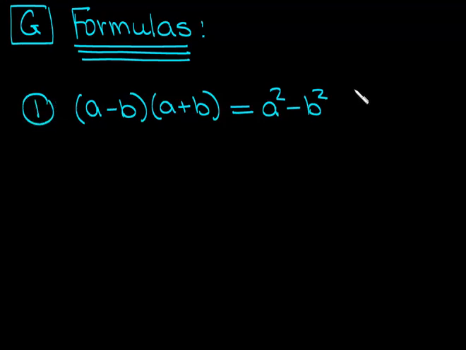This formula has a name. Actually, I won't give you the name right now. I'll give it to you in the next section when we do factoring, so it'll be easier. The second formula is this one. If you have a plus b, the whole squared.